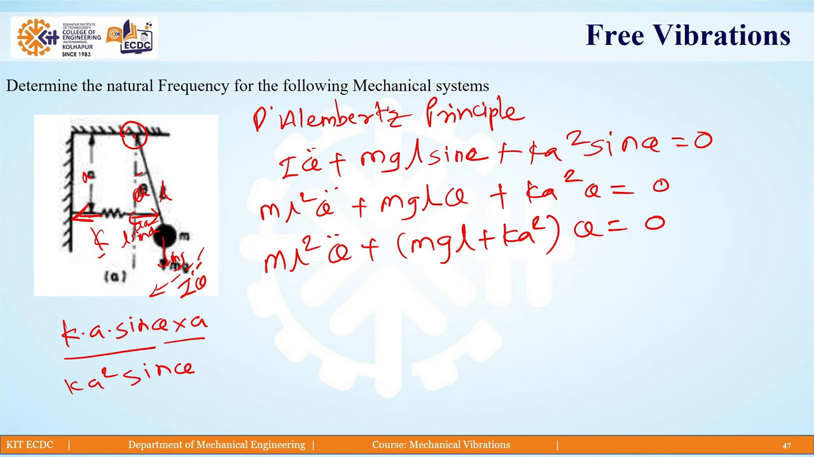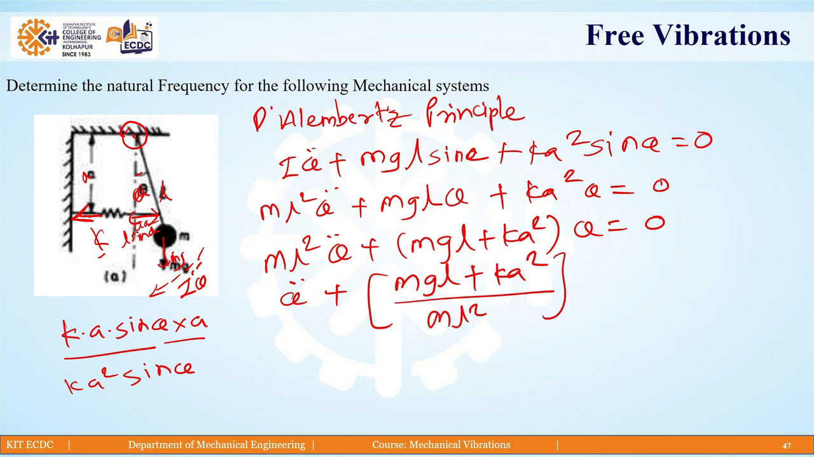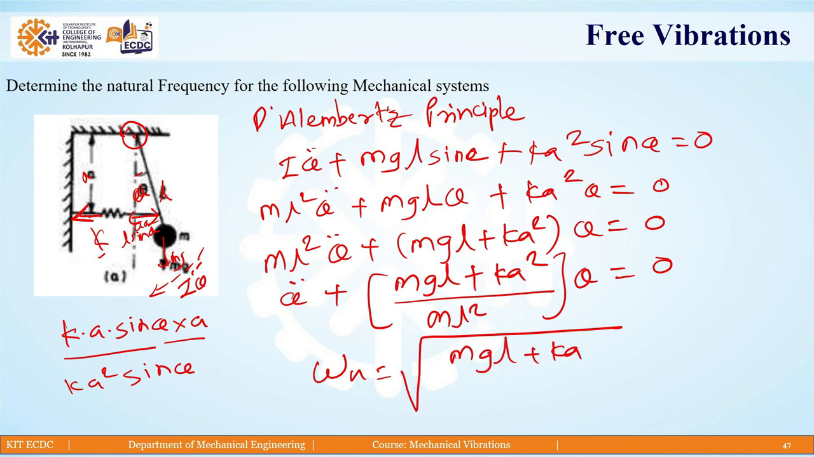If we convert this into a linear differential equation, we get theta double dot plus mgl plus ka square divided by ml square, into theta, which is equal to 0. And from this, we can write down the natural frequency as the square root of mgl plus ka square upon ml square. The unit for this will be radians per second. So this is how you can get the natural frequency for a spring pendulum mass system.